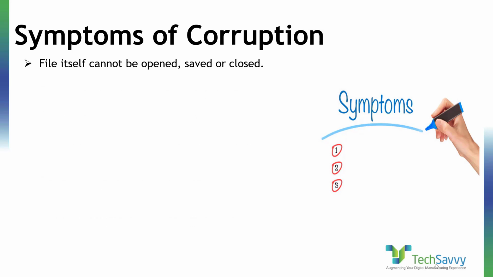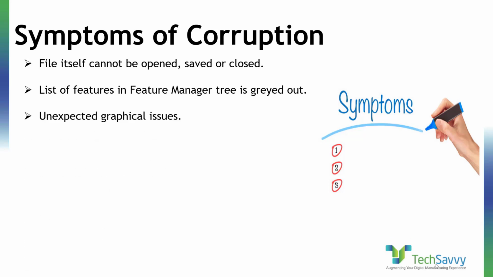What symptoms will you get so that you can know a file has been corrupted? The file itself cannot be opened: when you try to open it, it cannot get opened, or it cannot get saved, or it cannot get closed. This is one kind of symptom of file corruption. Another is that the feature manager tree is grayed out. Yes, your file is getting opened, but your feature manager tree is grayed out. It is not showing your features. So this is also a symptom of corruption.